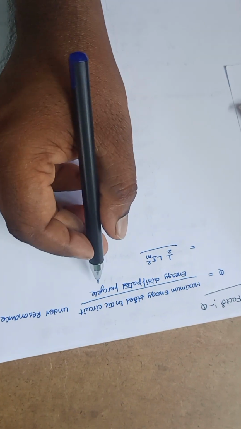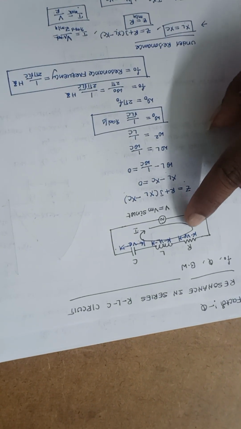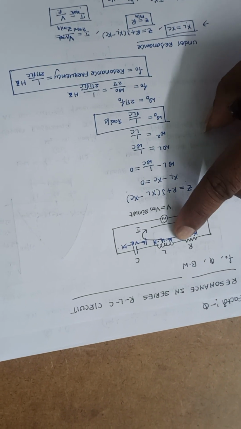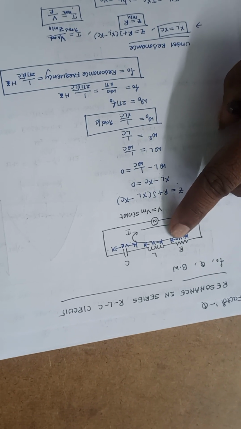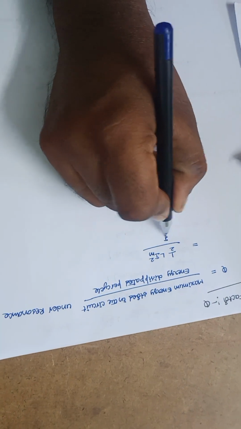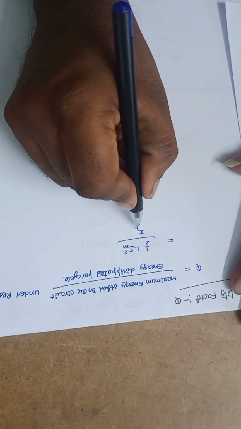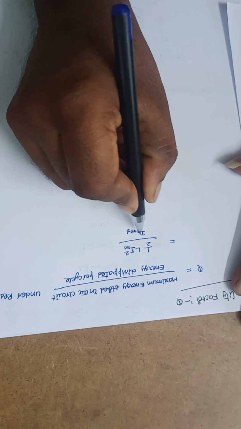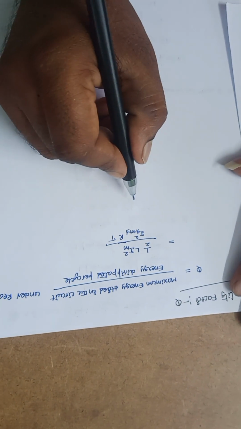Energy dissipated per cycle: energy dissipation will happen because of this resistance. The energy dissipation is power into time, and power is equal to I square R. So I square R T is the energy dissipated by this resistor. Since we are calculating the energy dissipated in the resistance, I need to use the RMS value here: I RMS square into R into time T.